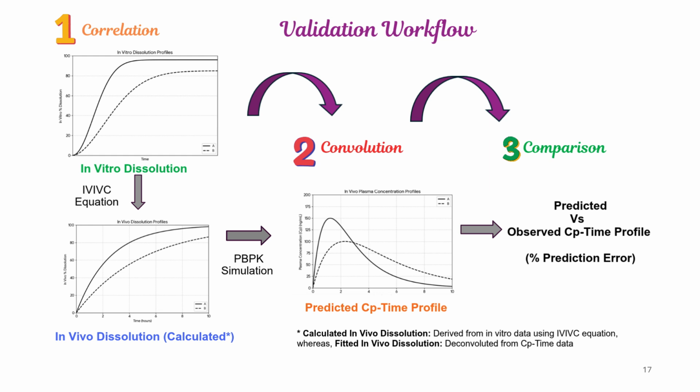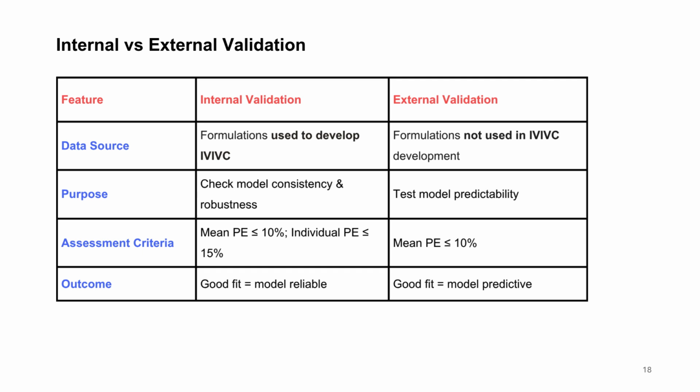Now, we compare the predicted profiles against the observed clinical data using the % prediction error metric. This comparison tells us how accurately the IVIVC can predict real-world pharmacokinetic behavior, the ultimate test of the model's utility. There are actually 2 flavors of validation, internal and external, and they serve very different purposes. Validation can be internal or external, and both serve different purposes.